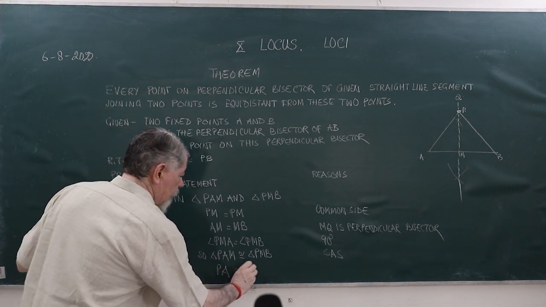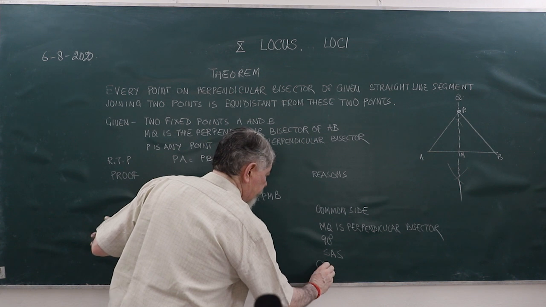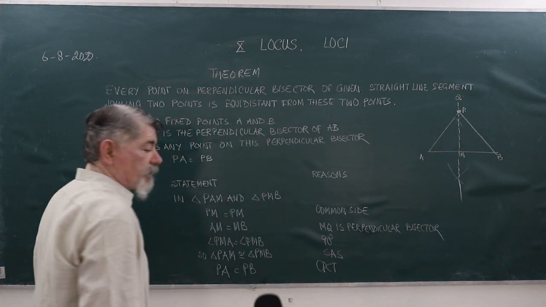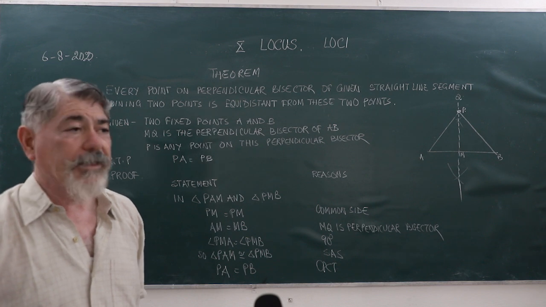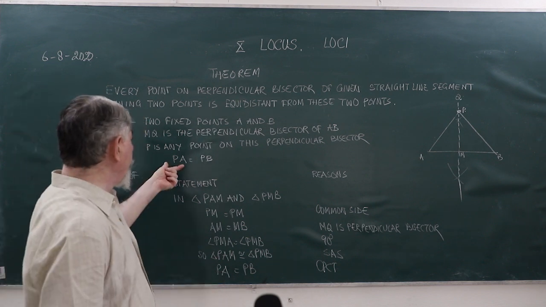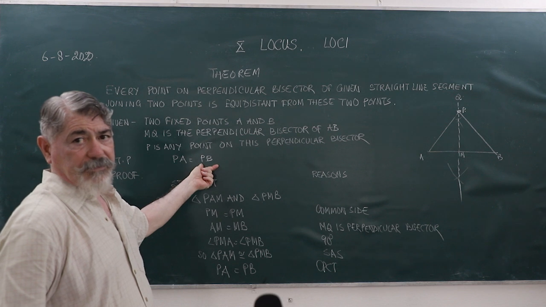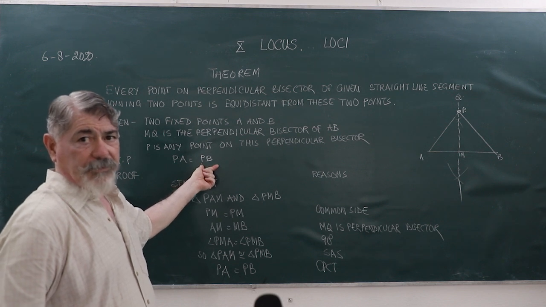PA is equal to PB, that is CPCT, congruent part of the congruent triangle, or corresponding part of the congruent triangle. And this is what we had to prove. We had to prove PA is equal to PB.